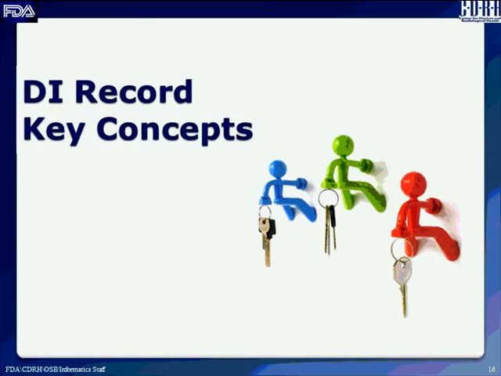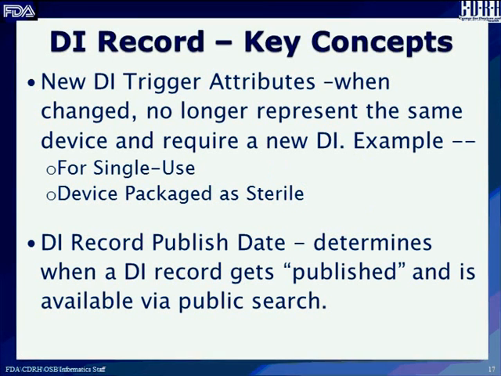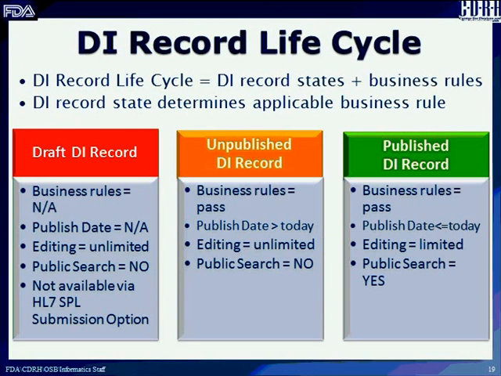Moving along now to the DI record lifecycle. The DI record lifecycle is nothing but the 3 DI record states that you see on the screen and the business rules that are associated with each of those DI record states. The DI record states are a draft DI record state, an unpublished DI record state, and a published DI record state. I'm going to go through each one of those device record states and talk about them in detail. So let's go on to the draft DI record.